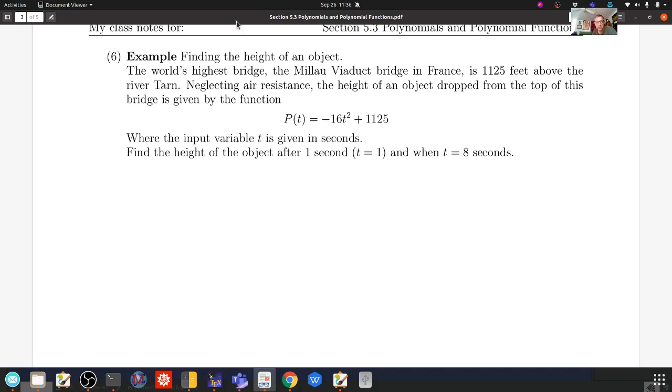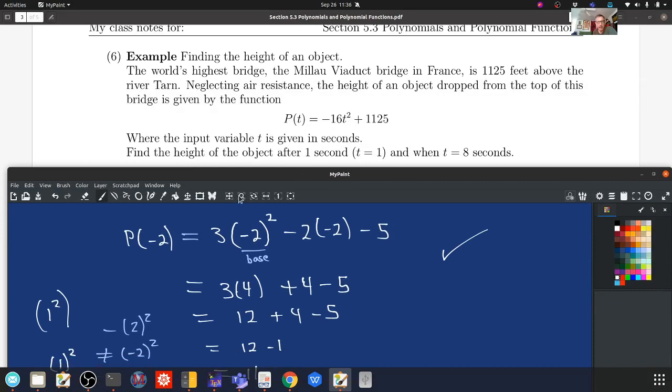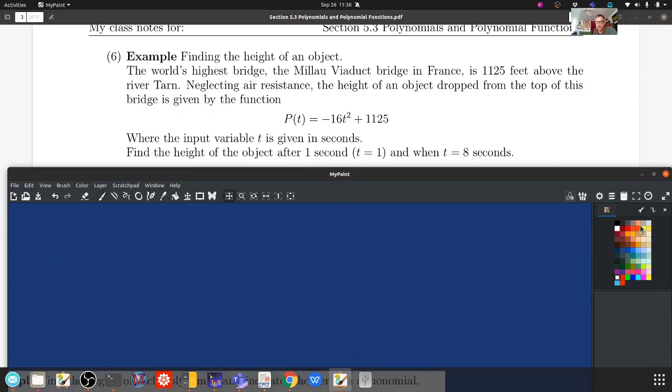given by the function p of t is equal to minus 16t squared plus 1,125, where the input variable t is given in seconds. So if you're on the ground and you got a stopwatch and you see someone drop a basketball, and you know the original height of the bridge in this case, after 1 second you know how far it is above the ground, and after 2 seconds you'll know how far it is, etc. So we want to find the height of the object after 1 second and after 10 seconds.